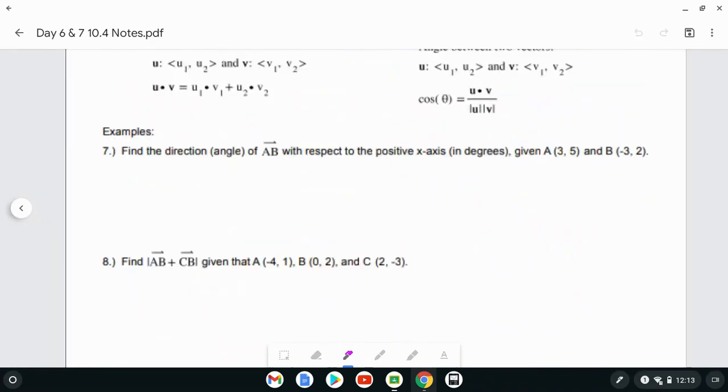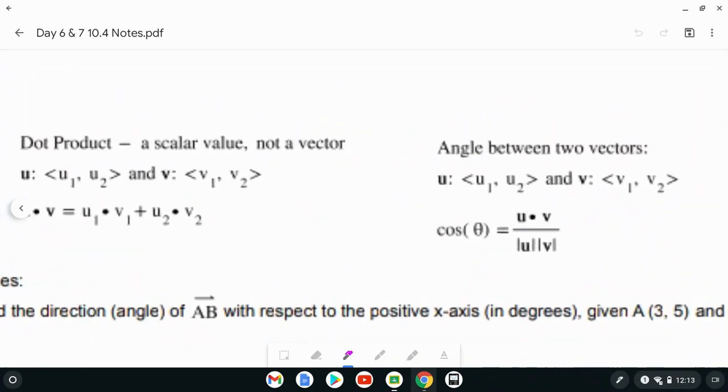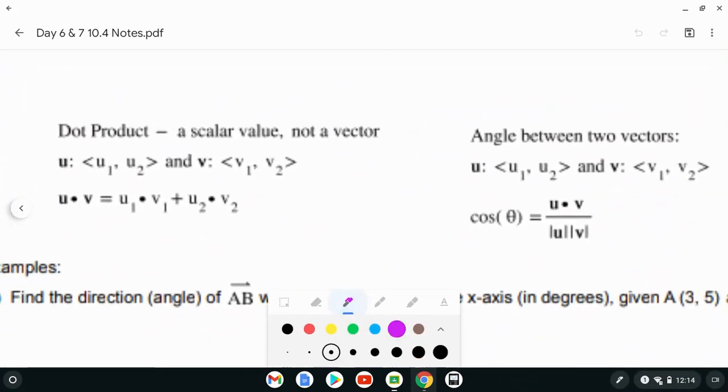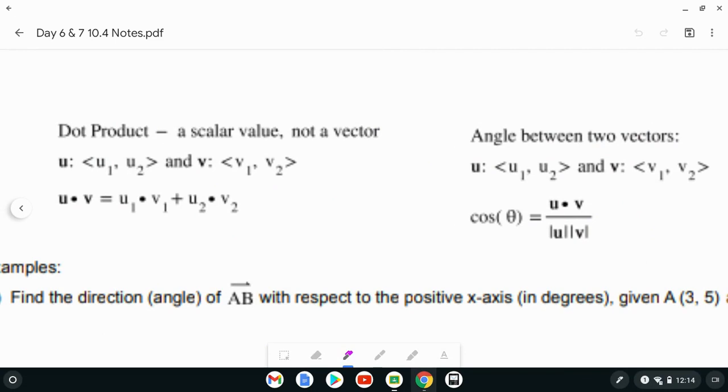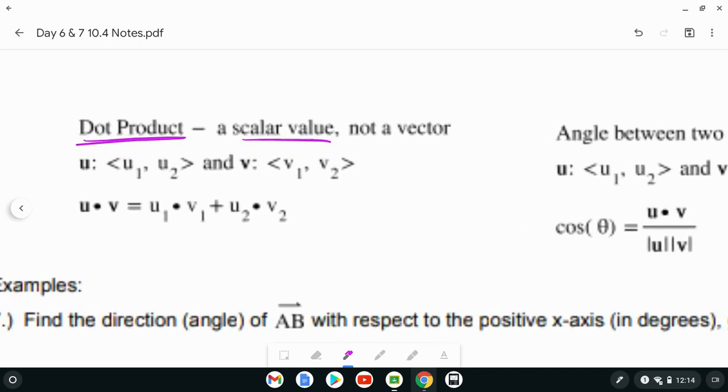On the next page, here's a couple other things that we want to make sure we're aware of. The dot product. This is an important concept. You end up with a scalar value, meaning you don't get a vector. You get an actual number. So when you see two vectors, u and v, with a dot between them, that is not multiplication.